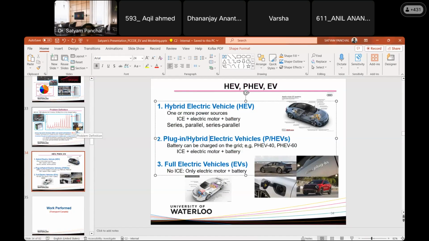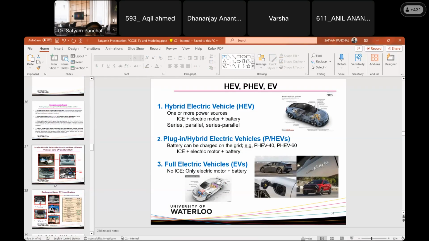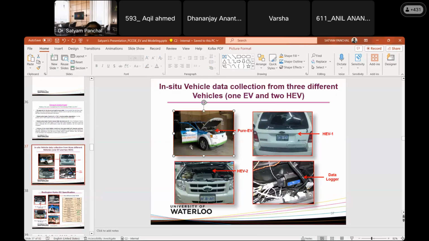Because the hybrid had a smaller battery pack, a very small battery pack. But the main focus was on the first Canadian electric vehicle. So the electric vehicle was the main focus for the study.